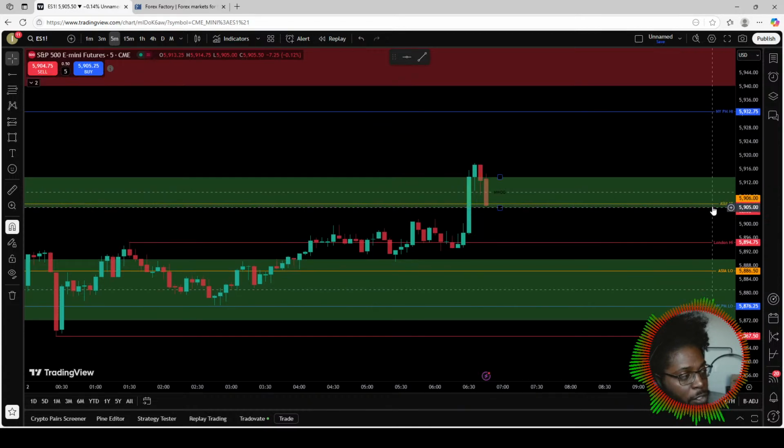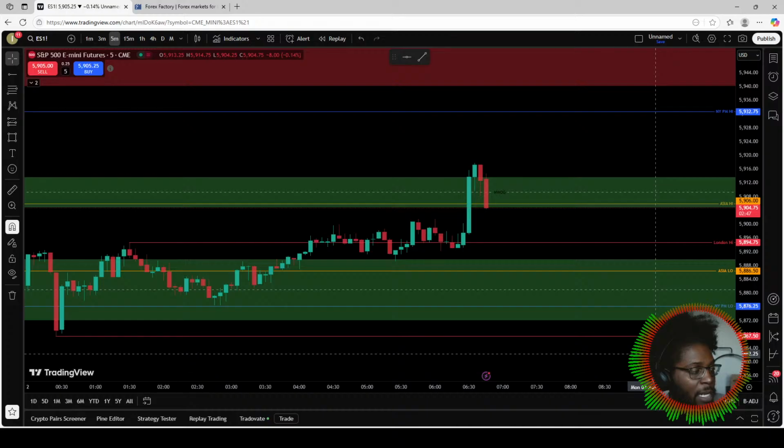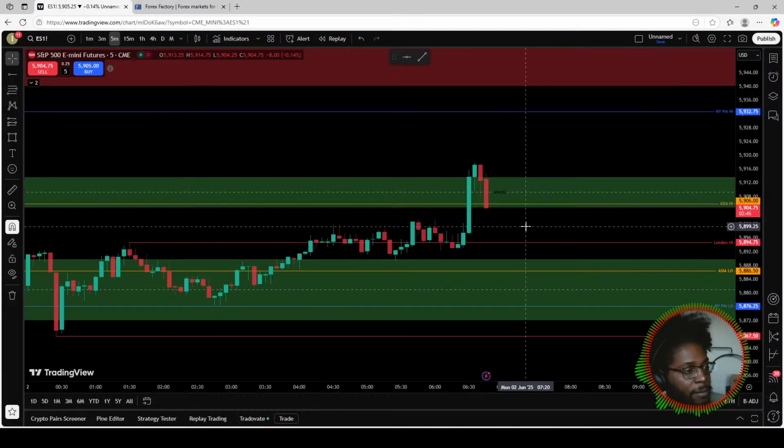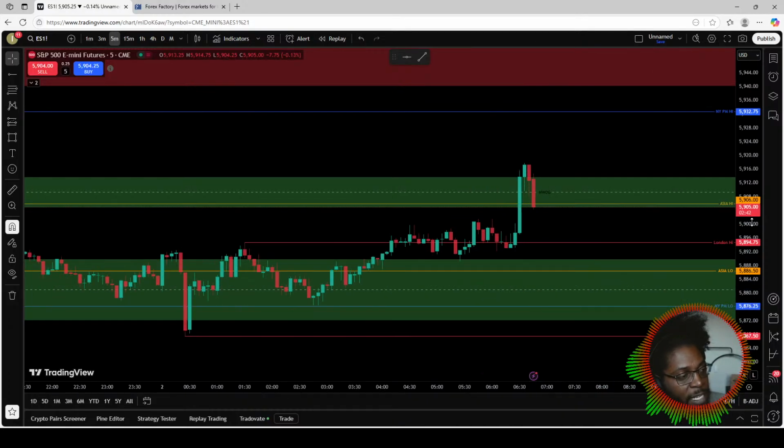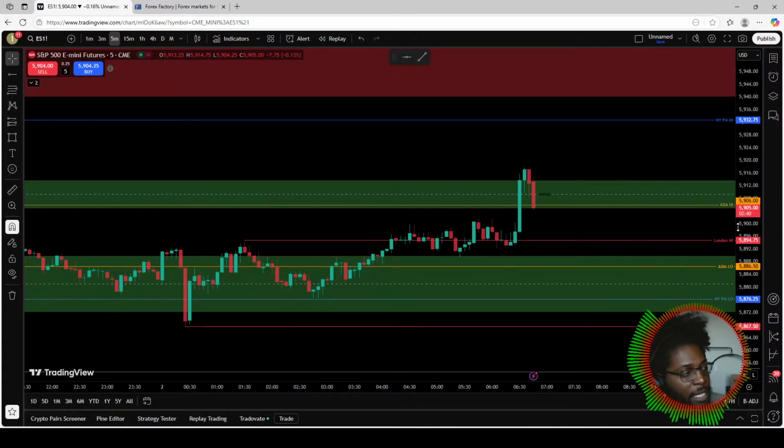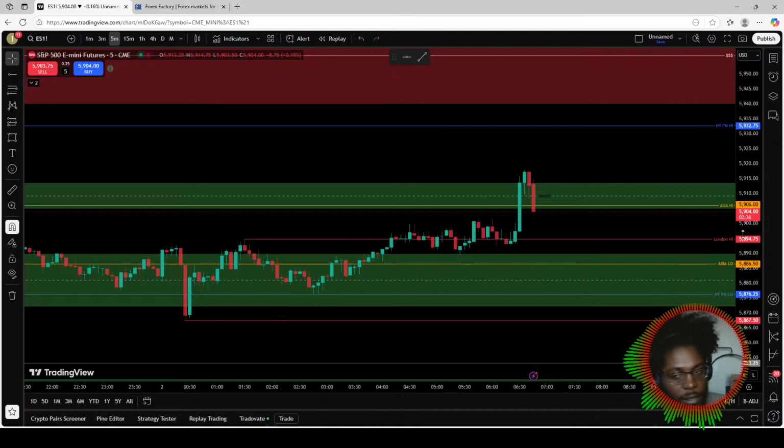But we also did take out this Asia high, so it's possible that that's all the liquidity that it wanted to get right now, and then we could probably start seeing lower pricing. But for the next 15 minutes, we kind of just have to see how this plays out, and we'll be able to get a better idea of what we want to do next.